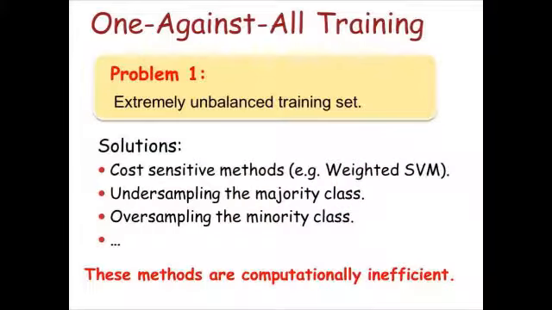There are many solutions. I cannot do justice to all of them and go through all of them carefully. There's weighted SVM, which tries to balance this big difference in the size of the classes by giving a higher weight to the positive samples. And of course, you can do undersampling of the huge class and oversampling of the small class, for example, by artificially creating more examples from the small class. But these methods always run into computational problems.